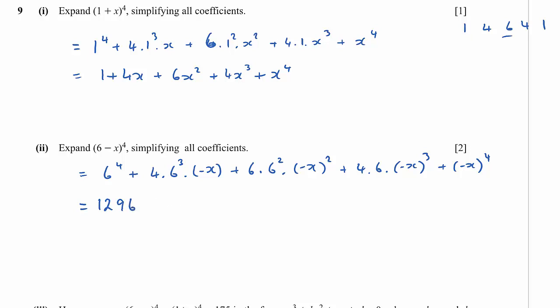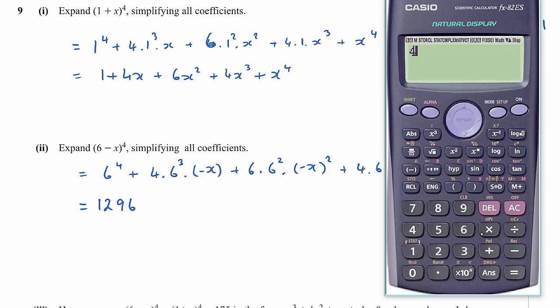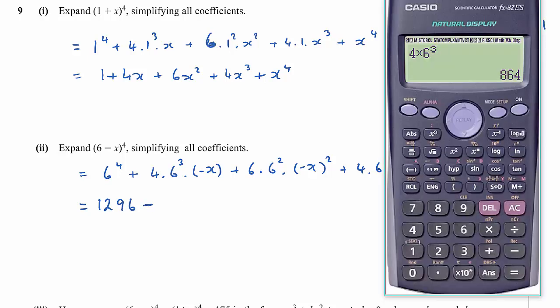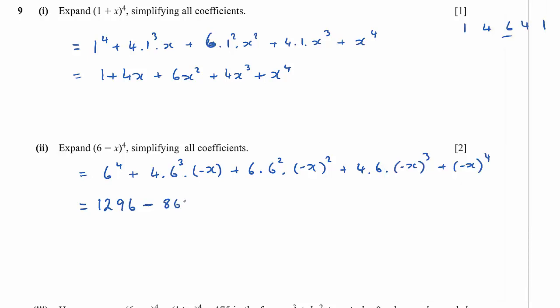Then we've got 4 times 6 cubed, which is 864. This one will be a minus because of the minus x, so it's minus 864x. And then this one will be a plus because the minus is squared. And 6 times 6 squared, that's 6 cubed, so that's 216. Next one's a minus because the minus is cubed, and that's going to be 24x cubed, and then we've got plus x to the 4.